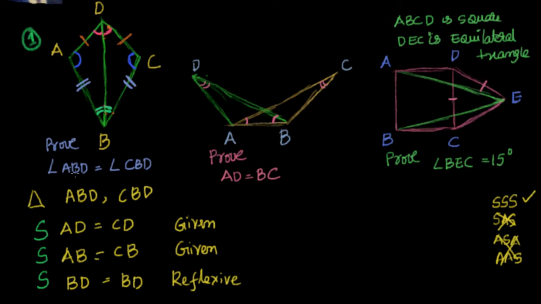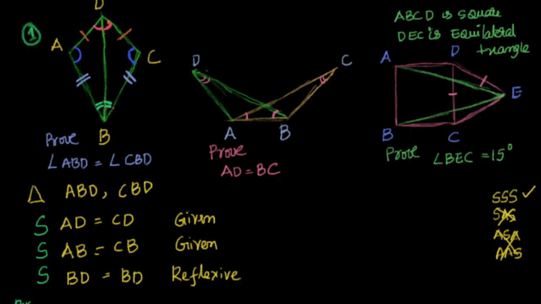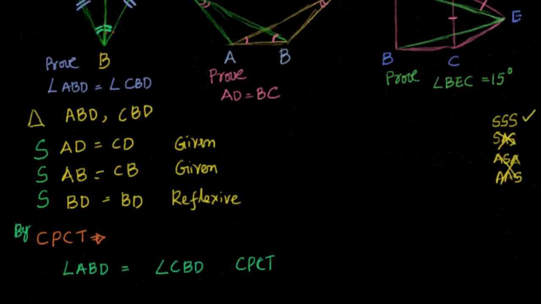Now I was asked to prove angle ABD equal to angle CBD. I have already proven that these two triangles are congruent. When I have proven that two triangles are congruent, all the corresponding angles should be equal. So angle ABD should be equal to angle CBD. Right. Now let's move to the next one.